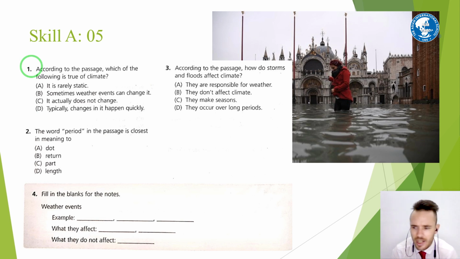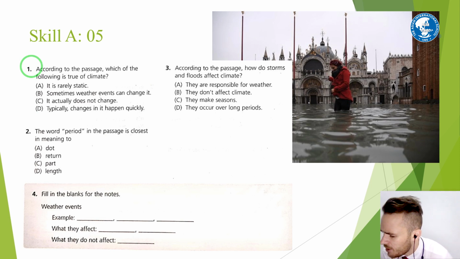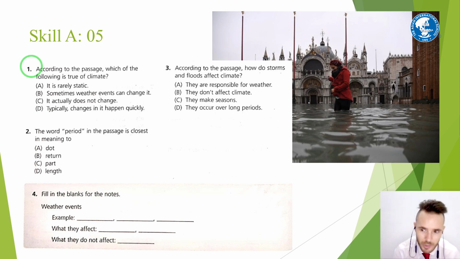Section 4, a slightly shorter one this time. Fill in the blanks. Weather events, 3 examples. I just used 3 from the text. You could have used any, however. Storms, floods, dry periods. What they affect, the environment and natural resources, and what they do not affect, the whole purpose of the text, is climate.